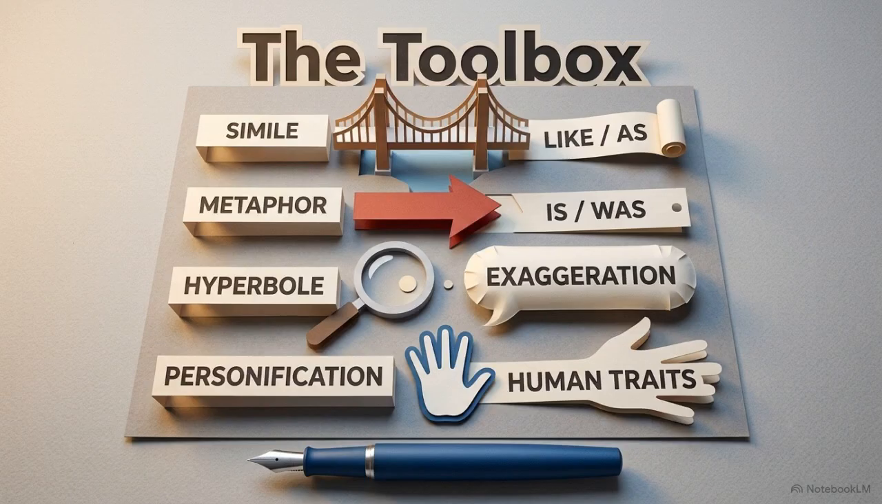These 4 ways of describing the world help take your writing to the next level. Just remember the basic patterns. Similes use like or as. Metaphors say is. Hyperbole is a massive exaggeration, and personification gives things human traits.